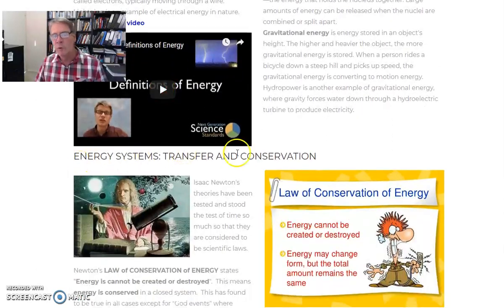And then we're going to move on in the next module to have a look at energy systems, how they preserve, how they change. A bit like chemistry, how things change. Well, how does physics, how does energy get passed around?